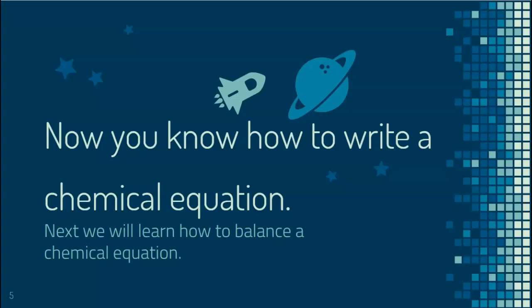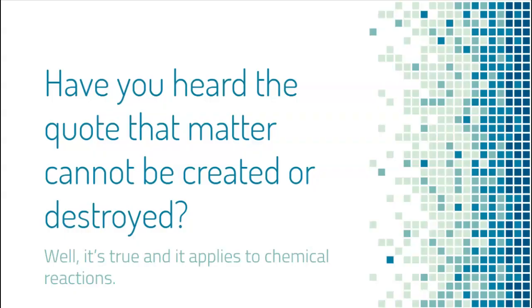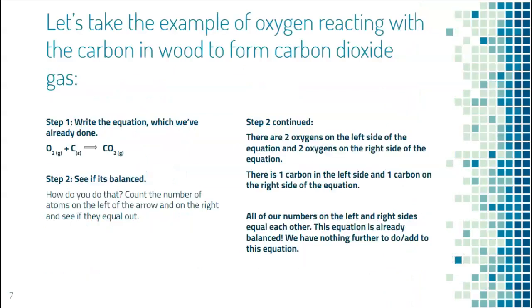Next, we're going to learn how to balance a chemical equation. Maybe you've heard the saying, matter can't be created or destroyed, and this is true. So basically what it means is you can't make something from nothing. It basically means that Harry Potter isn't possible, right? We can't just point a wand and something appears out of thin air, and we can't just point a wand and something disappears out of thin air. And so I'm going to show you how this applies to chemical reactions.